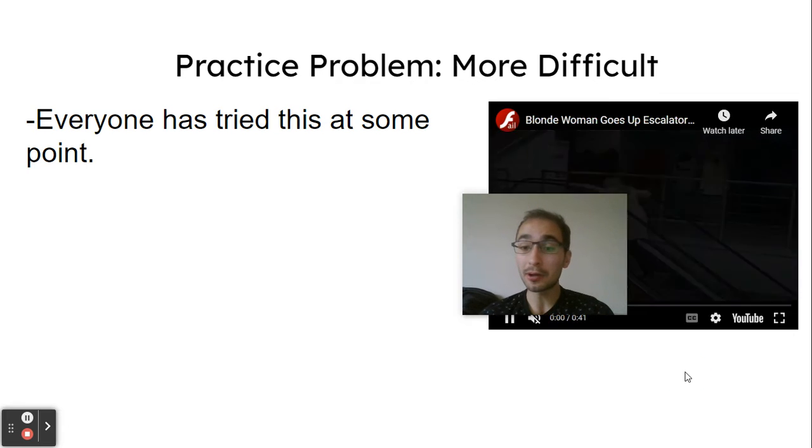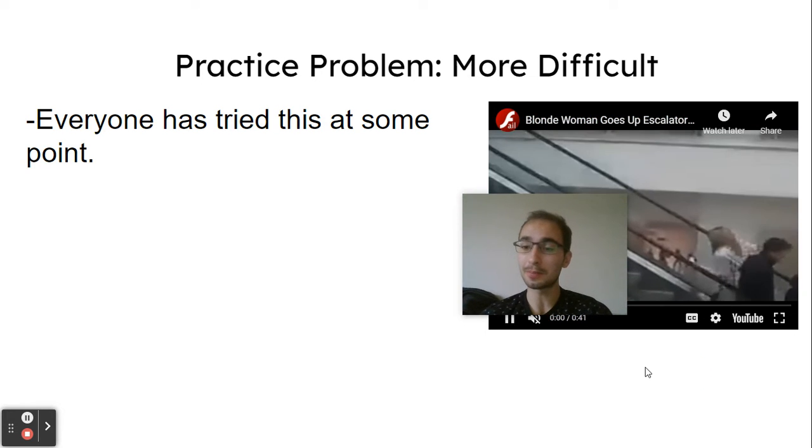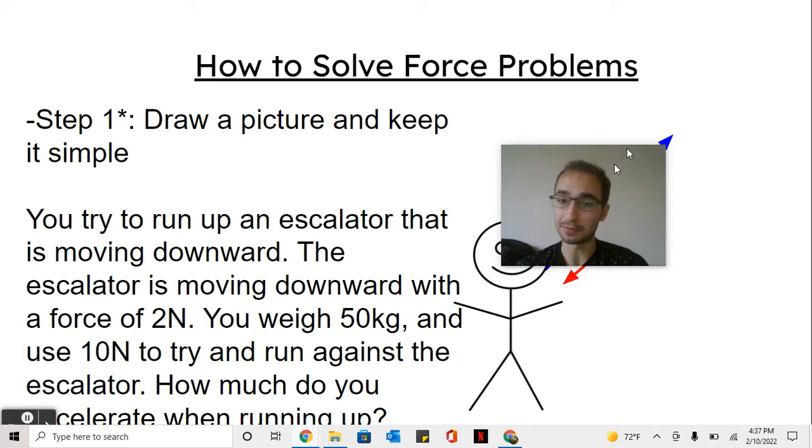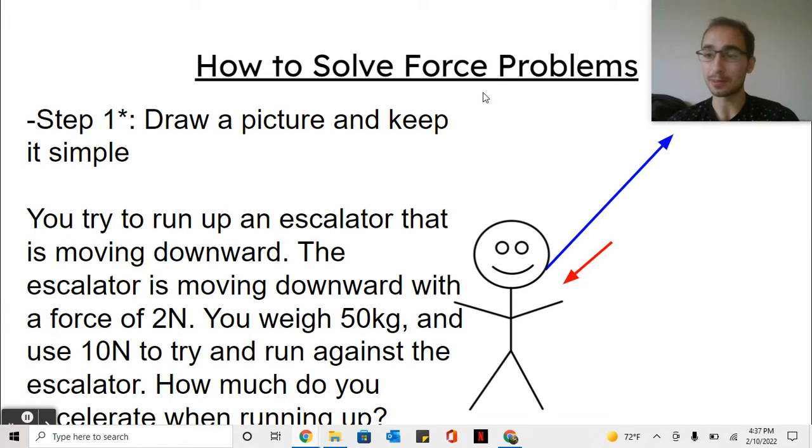Next one, I'm now going to go over steps to solve problems when they are a little bit more difficult. Please write the steps in your notes. How to solve force problems. Step 1, draw a picture. Keep it simple. It doesn't have to be a masterpiece. I like to use arrows. The longer the arrow, the stronger the force.